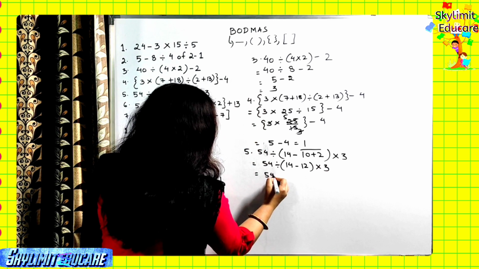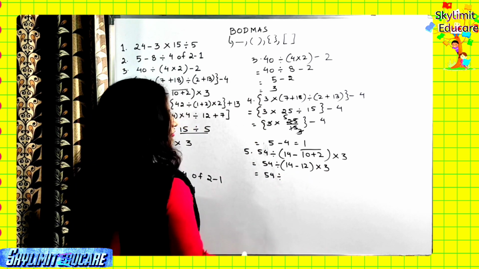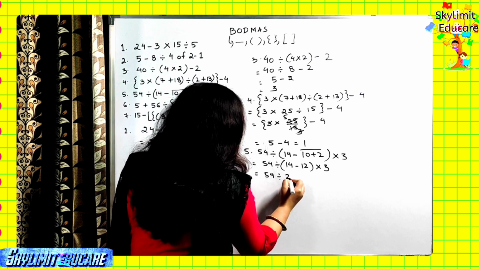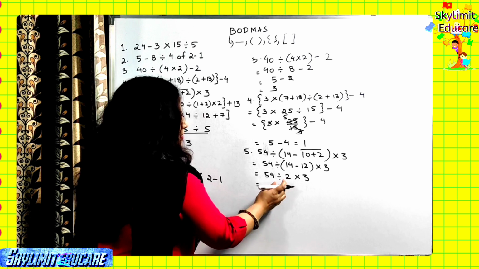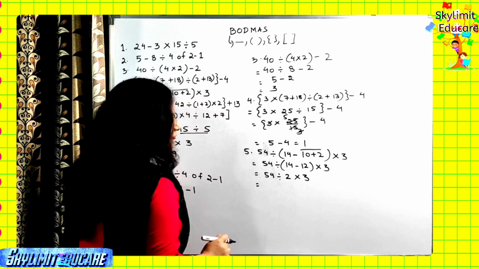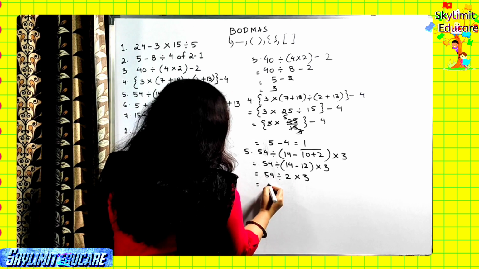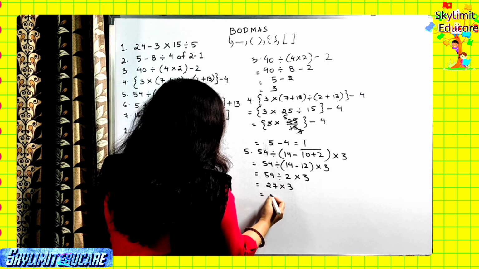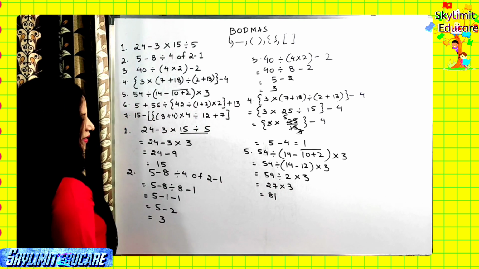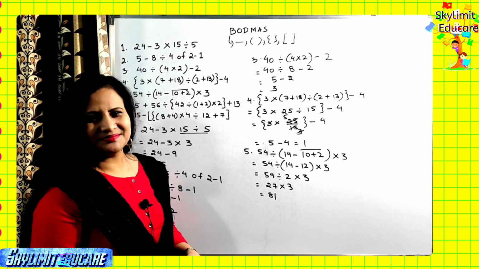So that gives us 54 divided by, solve the bracket, 14 minus 12 is 2 multiplied to 3. Now again you have division and multiplication, so go for division first. So we have 2 27s are 54, so 27 multiplied to 3, that will give us how much? 81. I think the idea is quite clear.